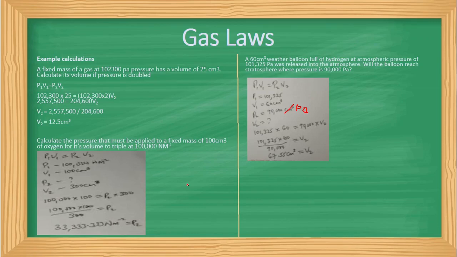If you do your calculations using the formula P1 V1 equals P2 V2, you will find that our V2 will be 67.55 centimeter cubic. So the expected volume is 67.55 centimeter cubic, which exceeds the balloon's capacity of 60 centimeter cubic. Remember, we are told that the capacity of the balloon is 60 centimeter cubic. Therefore, the balloon will burst because the volume will exceed its capacity.